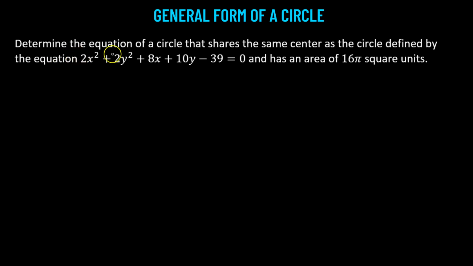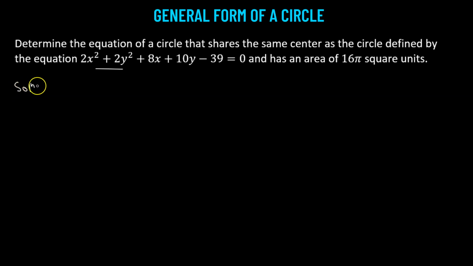So in this problem, we need to determine the equation of a circle that shares the same center as the circle defined by the equation. Meaning the two circles are concentric circles and the circle is going to have an area of 16 pi square units. So let's try to find out the equation of the circle.